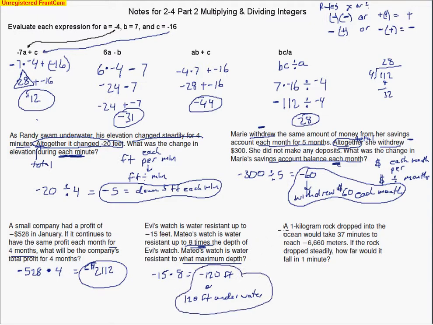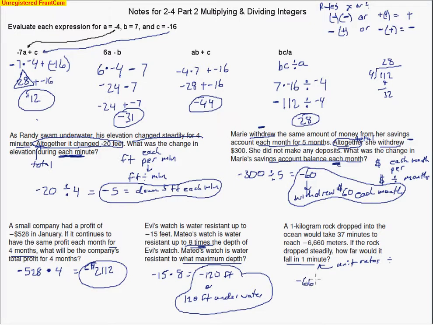Taking a look at the last one here, 1 kilogram rock dropped into the ocean would take 37 minutes to reach this depth of negative 6,660 meters. If the rock drops steadily, how far would it fall in 1 minute? Well, 1 minute. Well, 37 minutes it goes this far. 1 minute, how far? Well, this is a unit rate they're asking for. So when we're dealing with unit rates, we're going to end up doing a division problem. We're going to divide. So that's what we're going to end up doing here.